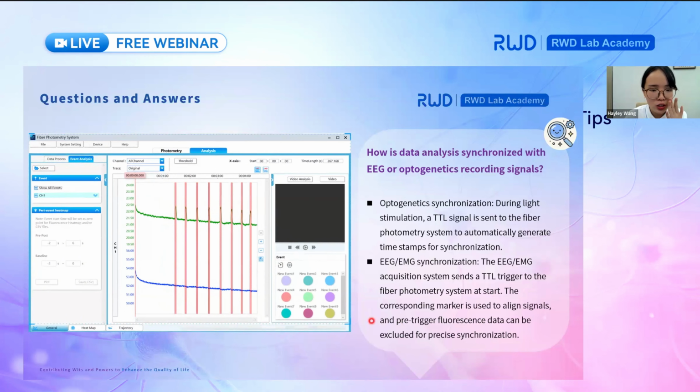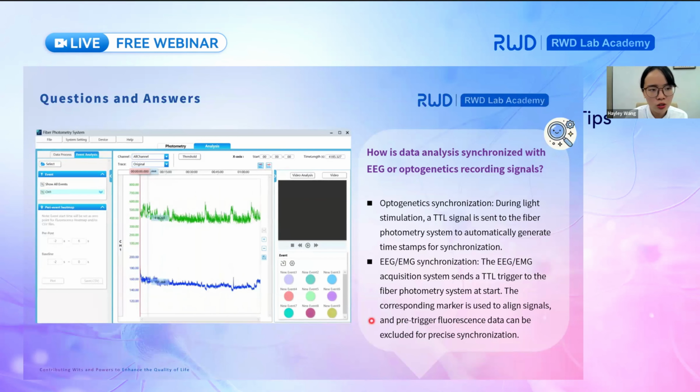For EEG signal synchronization, our system supports importing EEG or EMG data. When the EEG or EMG acquisition system starts, it needs to send a TTL signal to the fiber photometry system to mark the event. In the software, the fluorescence data before this marker can be deleted, allowing the EEG or EMG and fluorescence to be accurately synchronized.